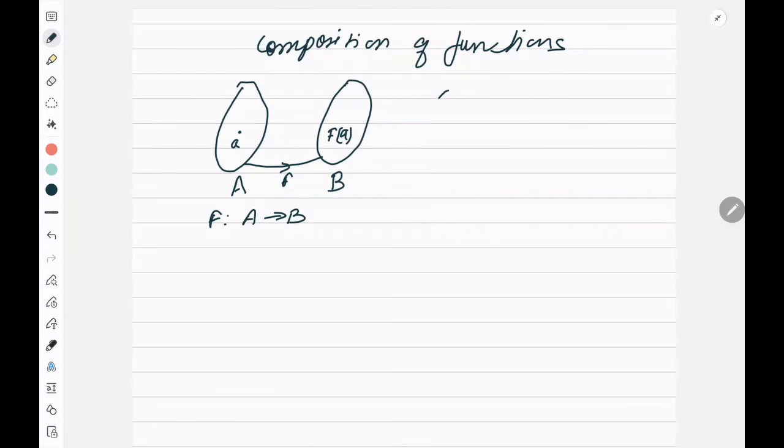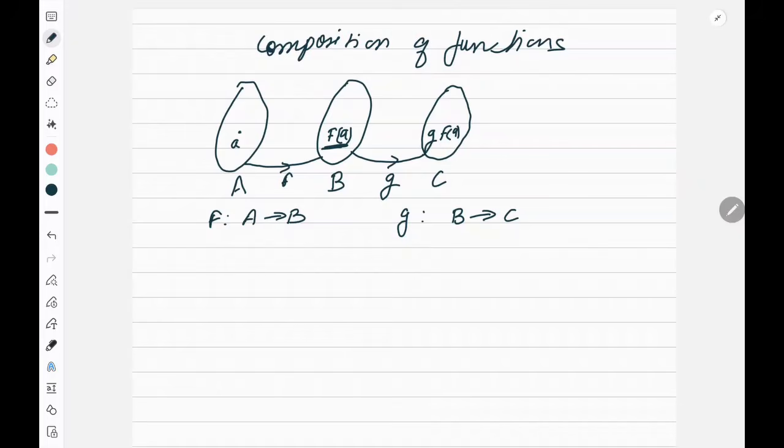Now suppose you have one more set C and you are defining a function from B to C. Let it be g. So g is a function from B to C. Now if you observe, here is an element in B, f(a). So what will be the image of this f(a) in C? It will be g(f(a)), right? So basically I started from here, I got an element here, then I have taken an image of this.